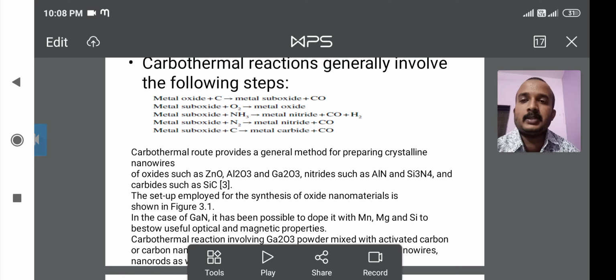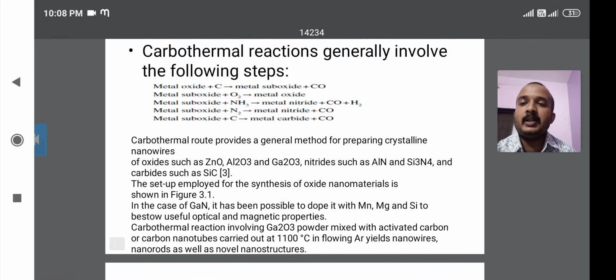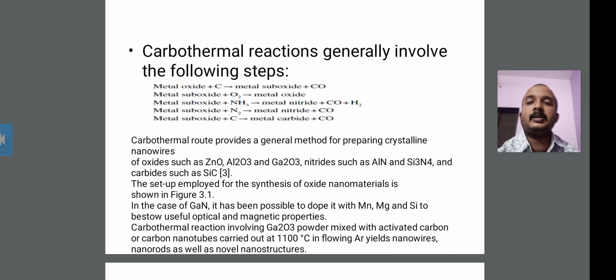First step: metal oxide plus carbon gives metal suboxide plus CO. Secondly, metal suboxide plus O2 gives metal oxide. Third, metal suboxide plus ammonia gives metal nitride plus CO plus H2. Then the metal suboxide gives metal carbide plus CO. These are the steps involved in the carbothermal reaction.